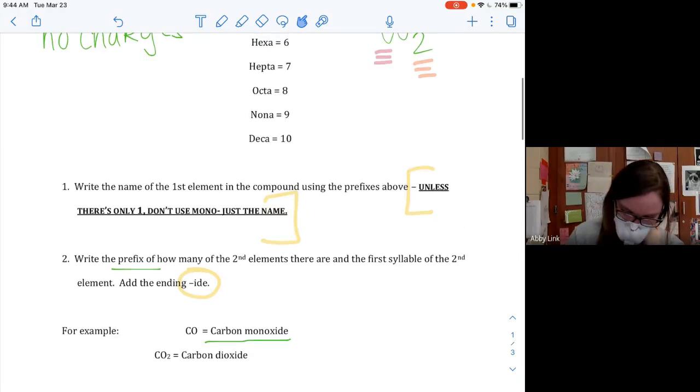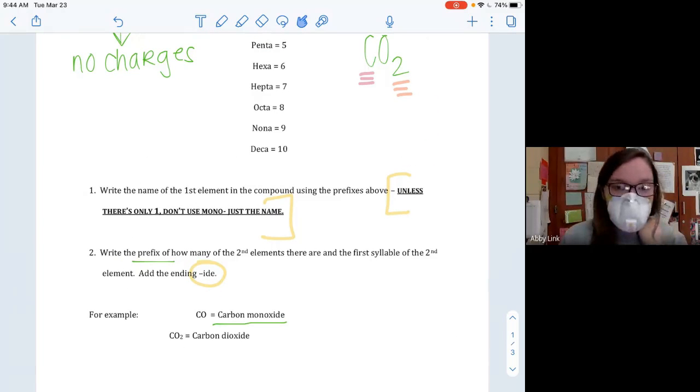All right, my friends, any questions or concerns on any of these rules that we just went through before we take a look at some examples?